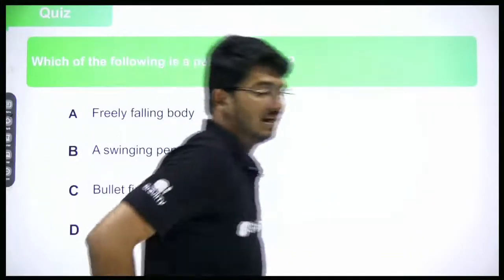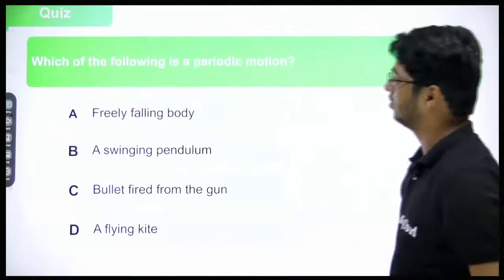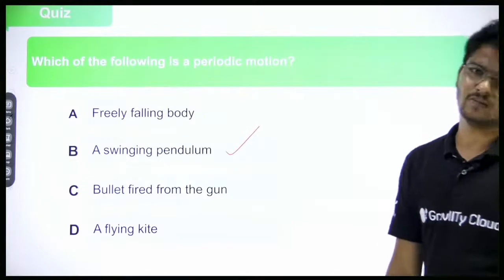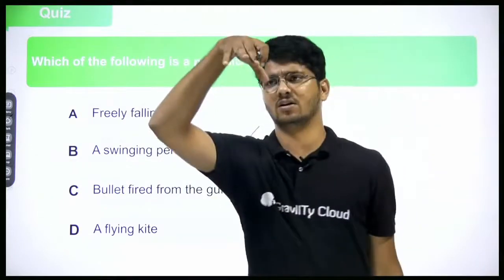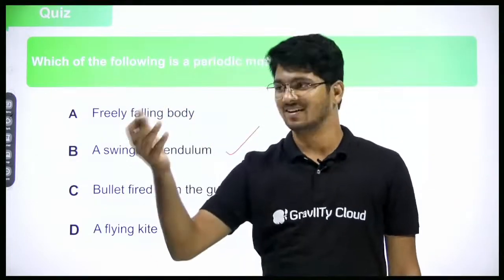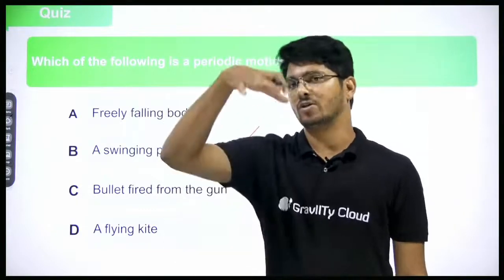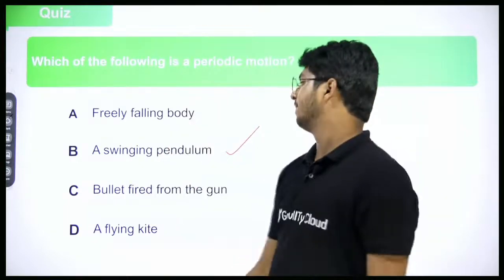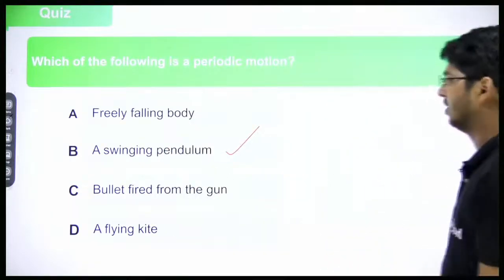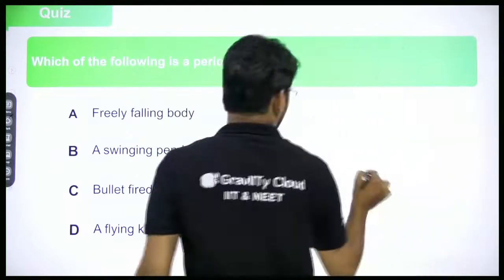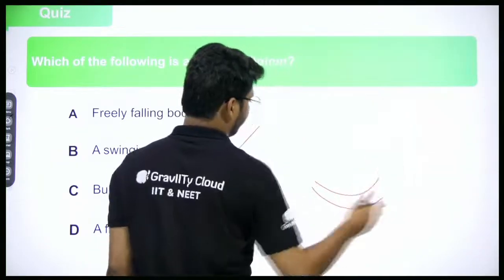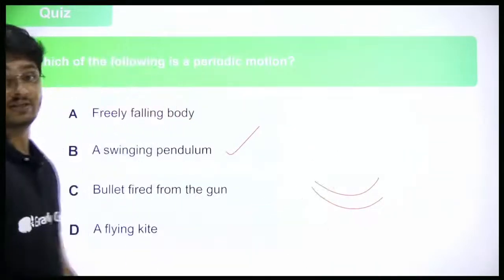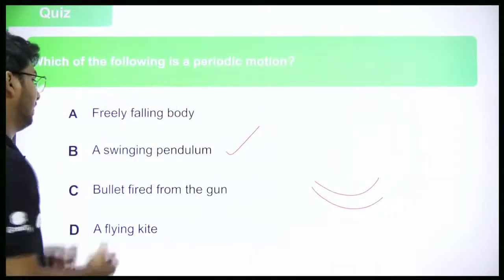The correct answer, by the way, if it's a periodic motion. So which is a periodic motion? A swinging pendulum is a periodic motion. Freely falling body, no. If you throw a body, it goes down. It doesn't come up again. If it comes up, it bounces back, but not to the same height. Yes or no? So that's not periodic. Then a swinging pendulum, obviously, it goes to and fro, left, right, left, right, left, right. It repeats again and again. So it's a periodic motion.